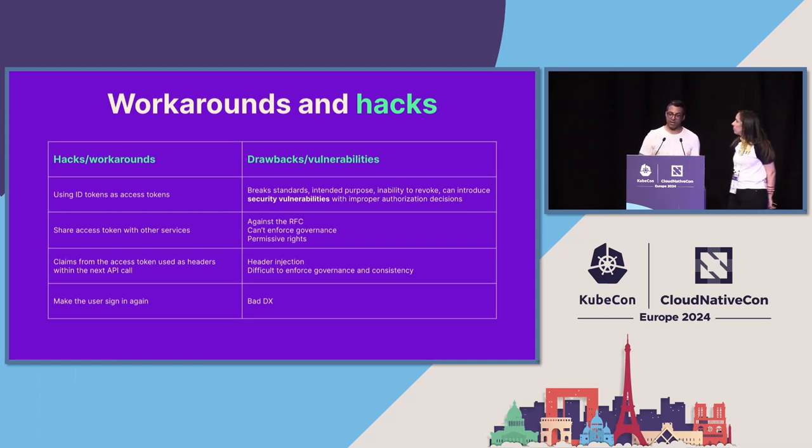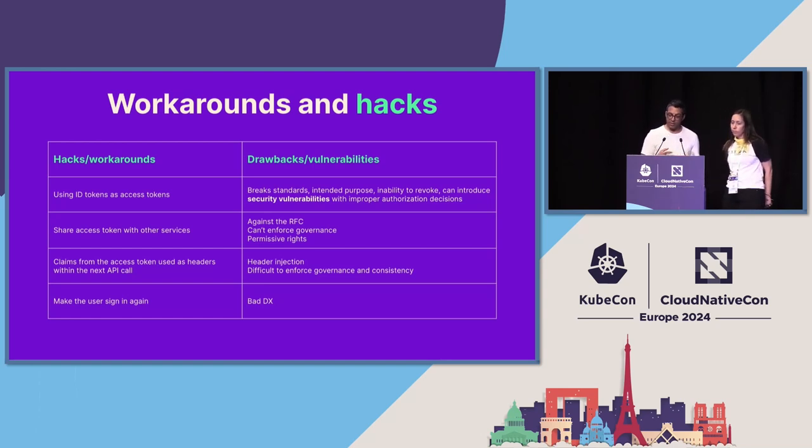ID tokens and access tokens serve different purposes in the OpenID Connect and OAuth2 protocols. ID tokens are intended to provide information about the authenticated user, while access tokens are used to access protected resources on behalf of the user. So mixing their purposes can lead to confusion and potential security vulnerabilities.